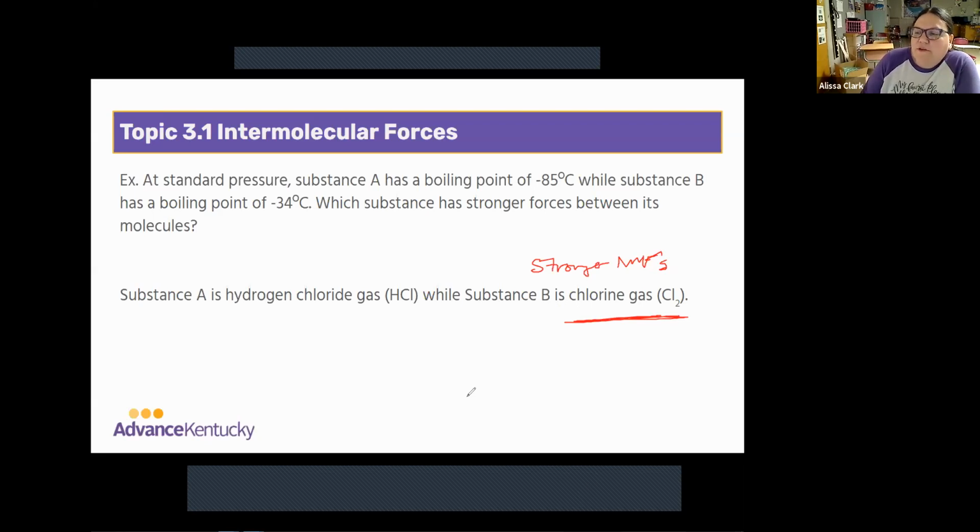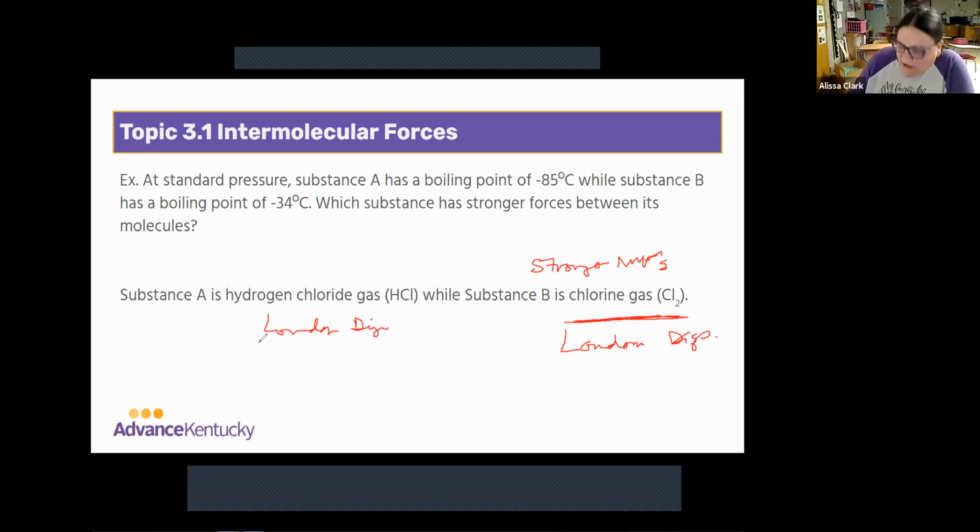What intermolecular forces are between all molecules? Yes, very good, Judy. So all molecules have London dispersion forces because all molecules have temporary electron cloud motion and electron cloud fluctuation.